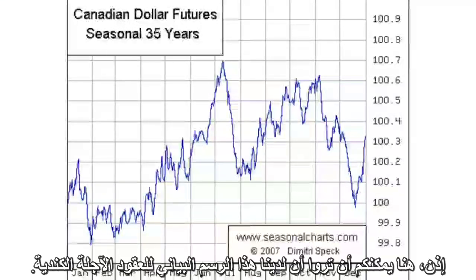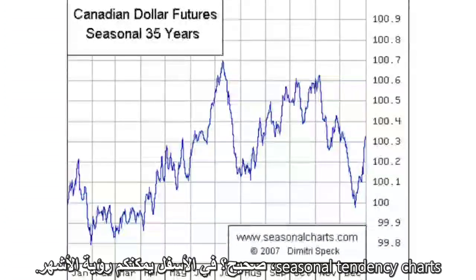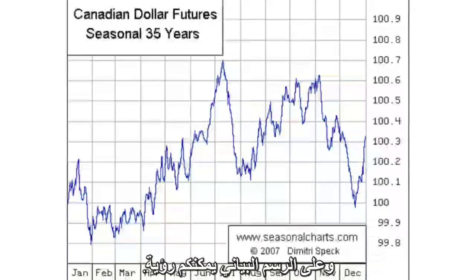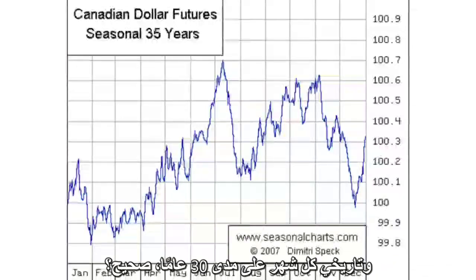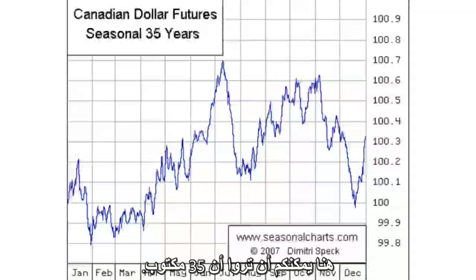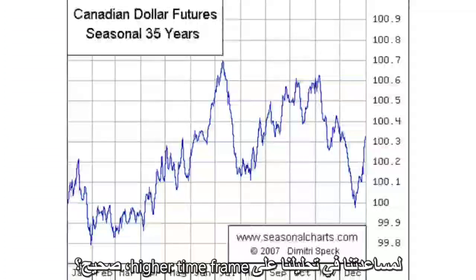So right here you can see that we've got this Canadian futures seasonal tendency chart, right? On the bottom you can see the months, which is our time of the year, and on the chart you can see what the Canadian futures chart has done seasonally and historically each month over a period of 30 years, right? Right here you can see that 35 is written, which means that they've gathered data from the last 35 years and have summarized it into this one chart. And now we're going to be using this seasonal chart to assist us in our higher time frame analysis, right?